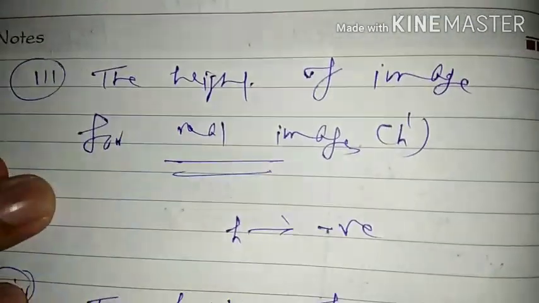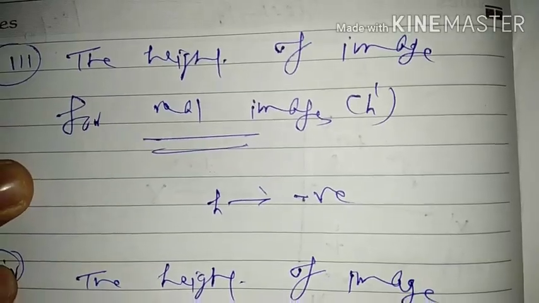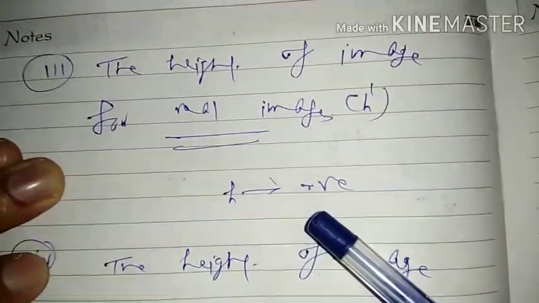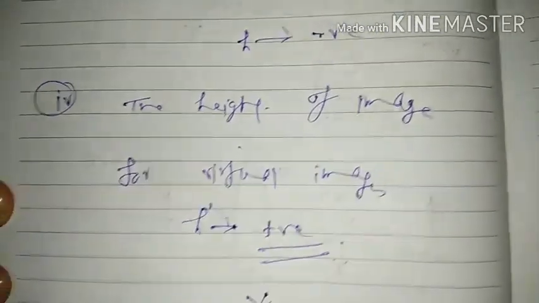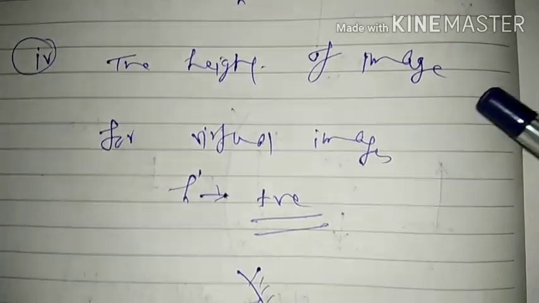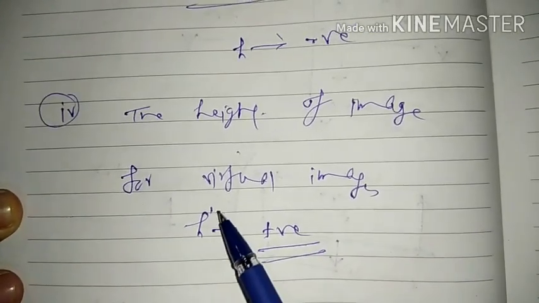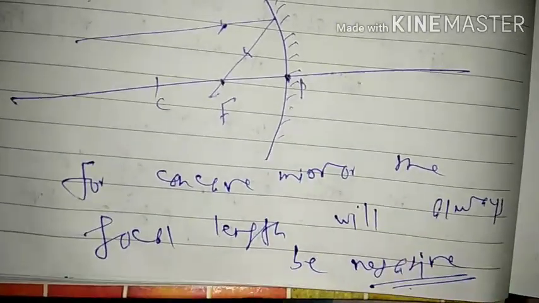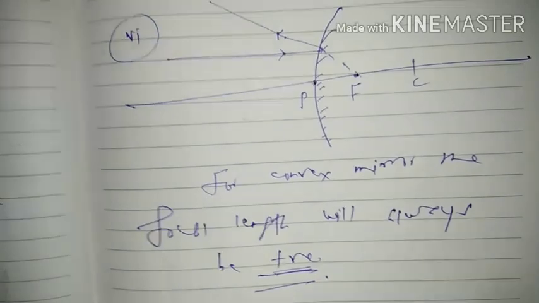Height of the image, for a real image, will be negative, because real images become inverted and form below the principal axis. But height of the image for virtual images, which are formed above the principal axis, is also erect, so the height of a virtual image will be positive. Focal length of concave mirror will be negative and focal length of convex mirror will be positive.